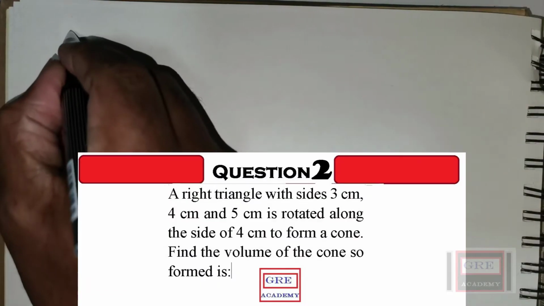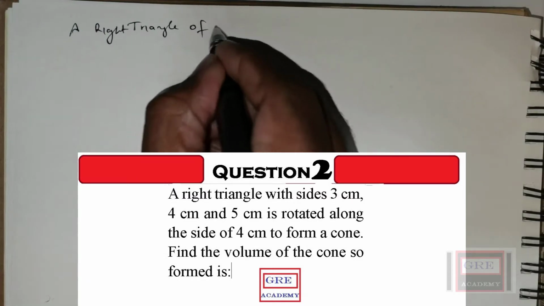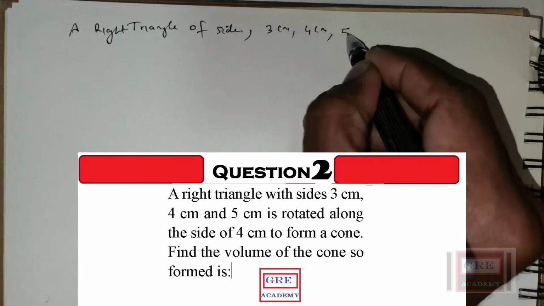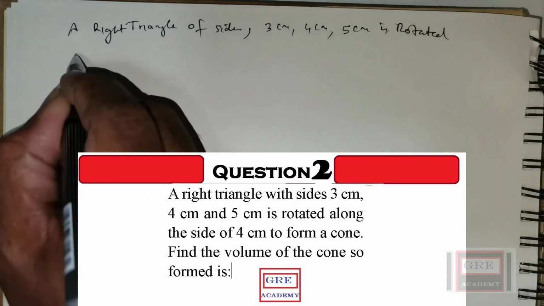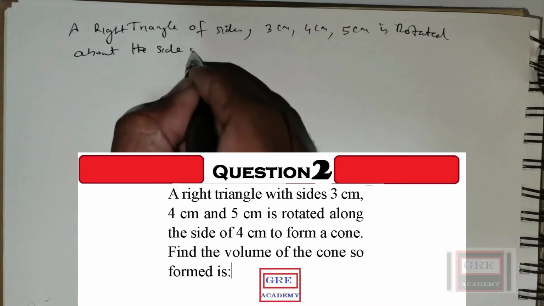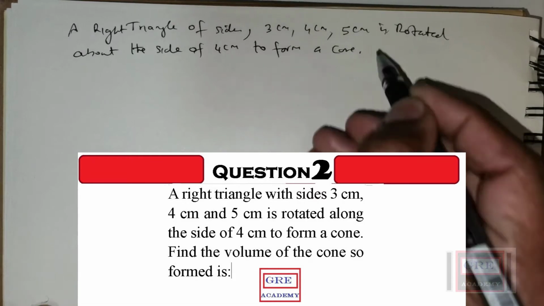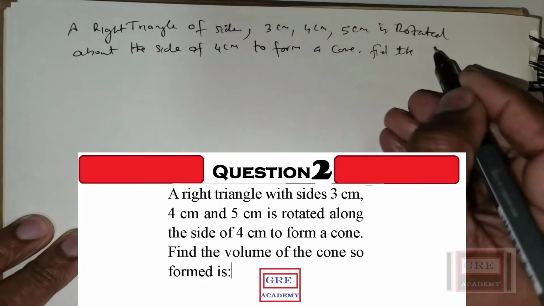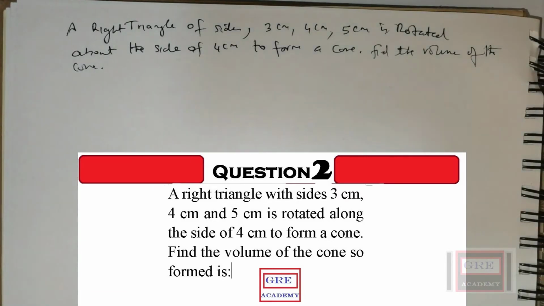Students, we are given this question: a right triangle of sides 3 centimeter, 4 centimeter and 5 centimeter is rotated about the side of 4 centimeter to form a cone. We are asked to find the volume of the cone. So this is required.